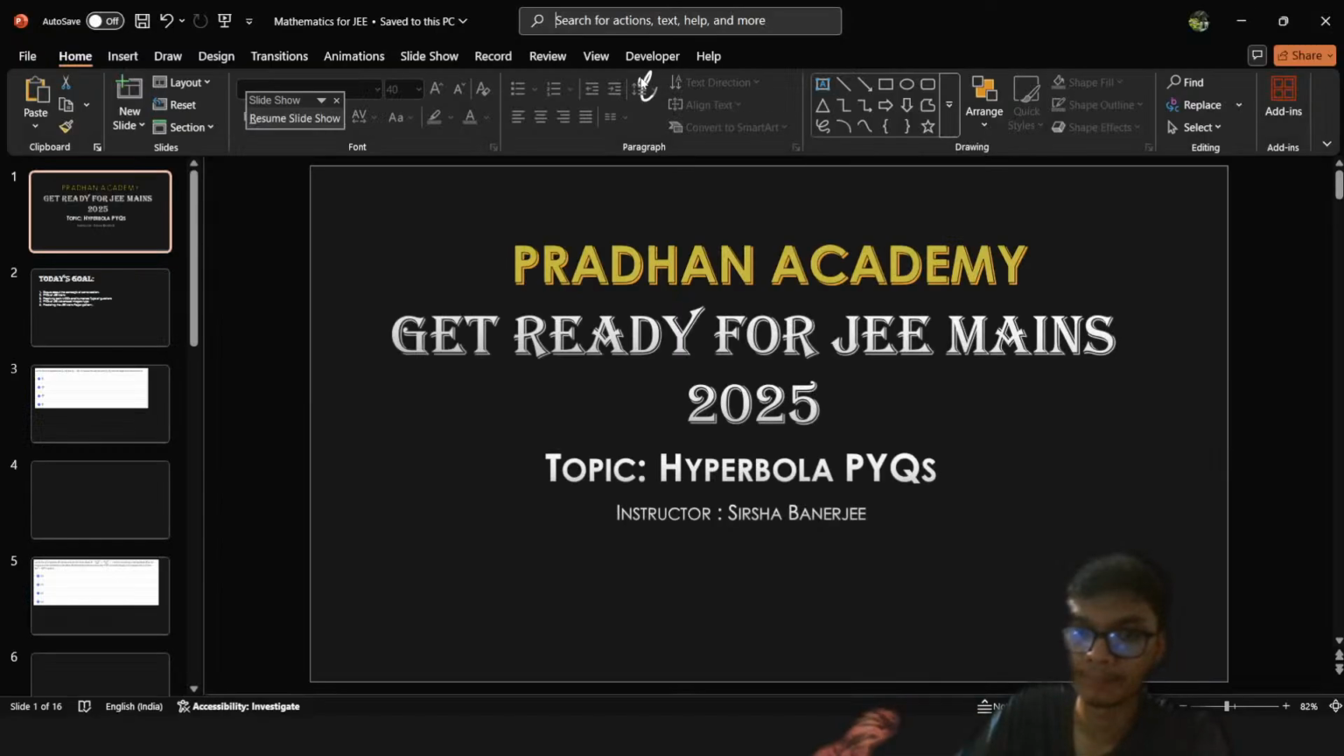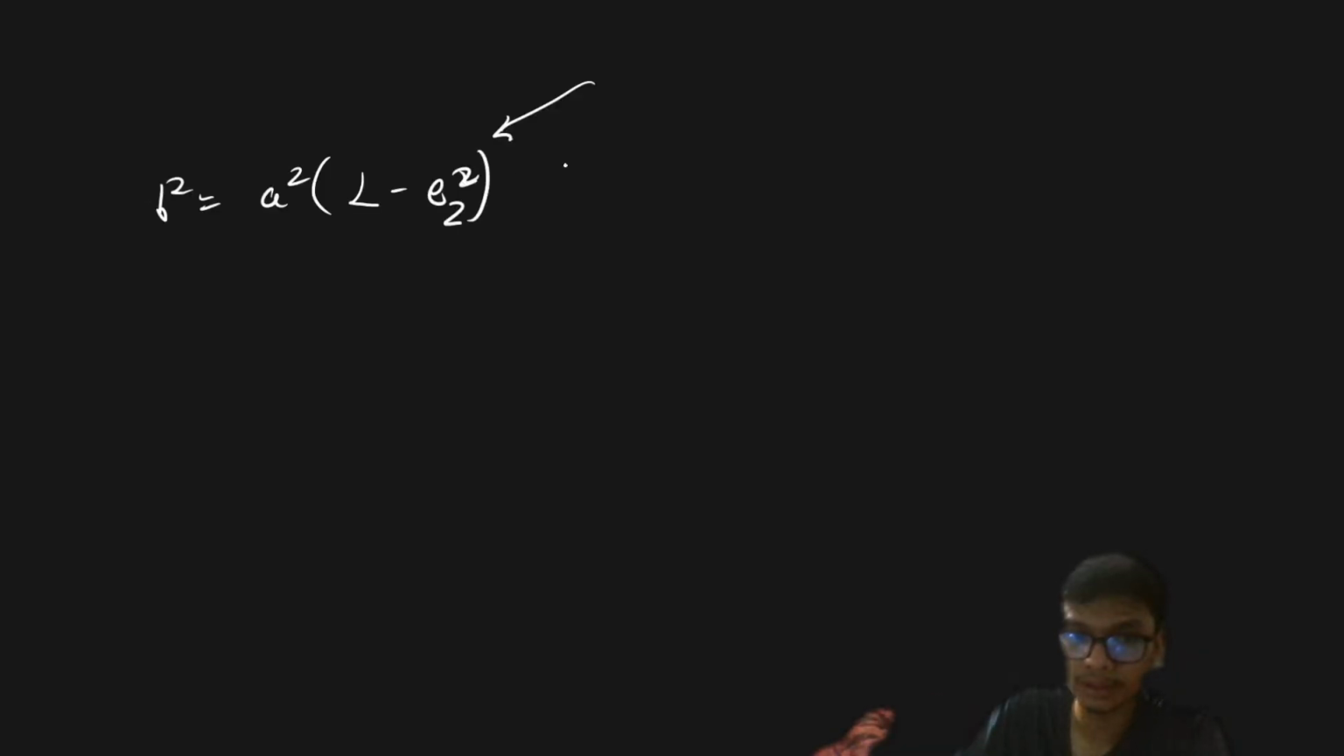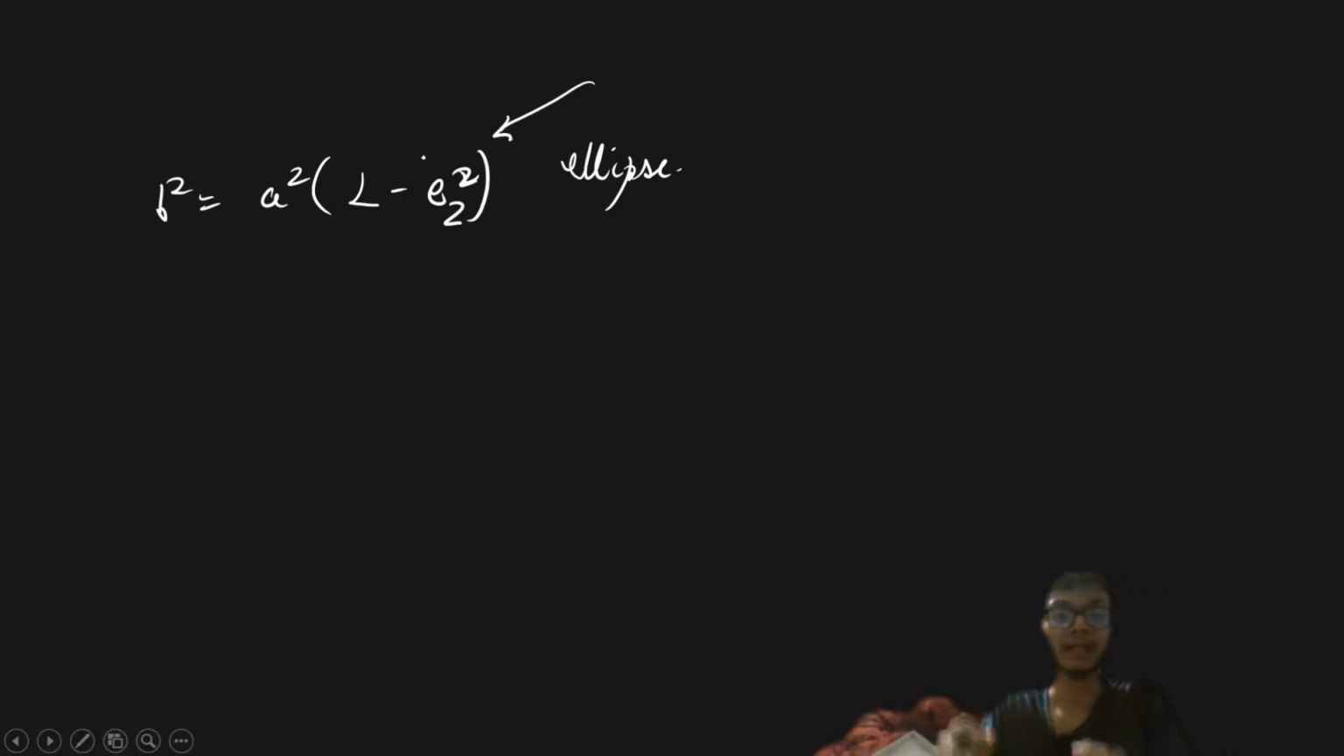So b square for the case of the ellipse is basically a square into 1 minus e square. It is basically e2 squared because it is for the case of an ellipse, right? Please make sure that you don't mismatch these equations, because for the case of a hyperbola the eccentricity is greater than 1, and for the case of an ellipse the eccentricity is less than 1. So that's how the equation will change for this case of an ellipse.